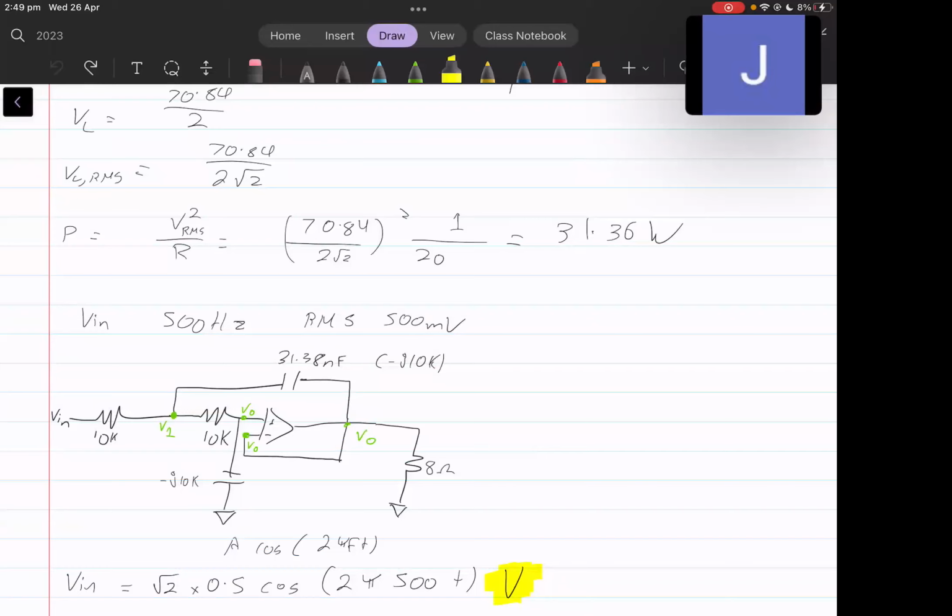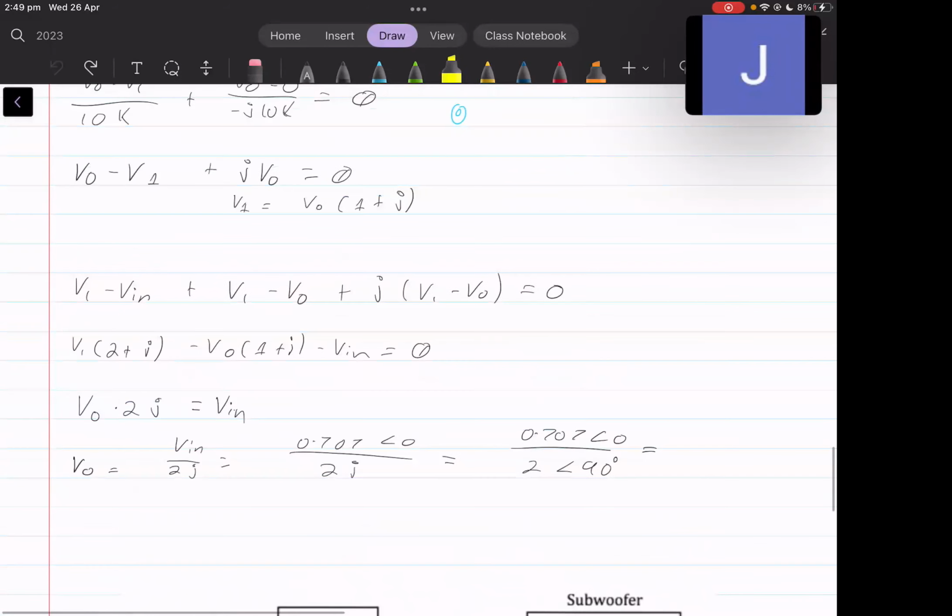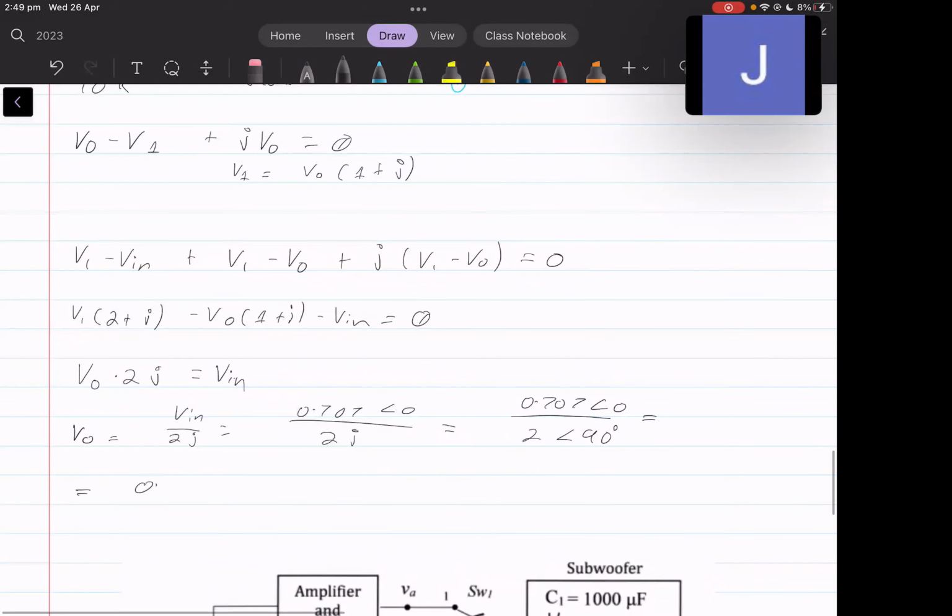We should like this one. Then basic phasor math, that would be equal to 0.707 on 2. And for the angle, it's 0 minus 90. And that's our answer for the amplifier.